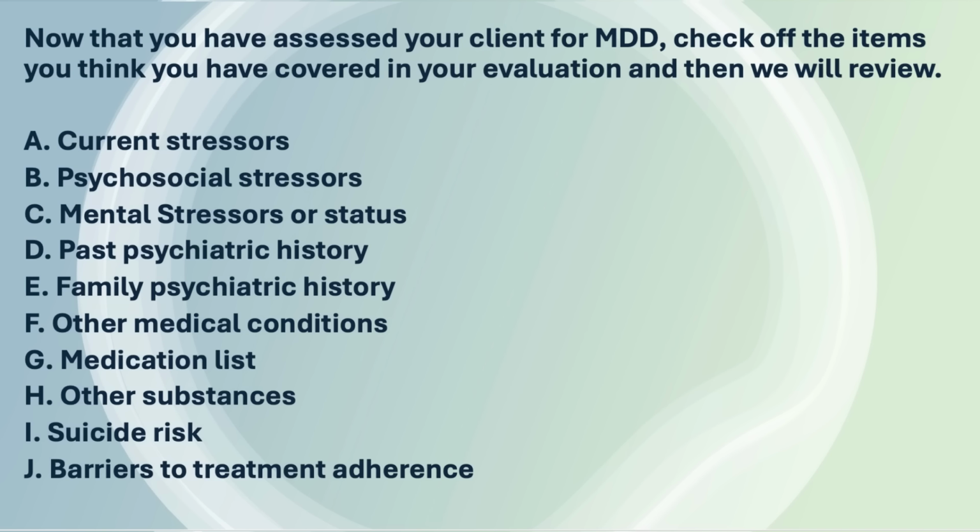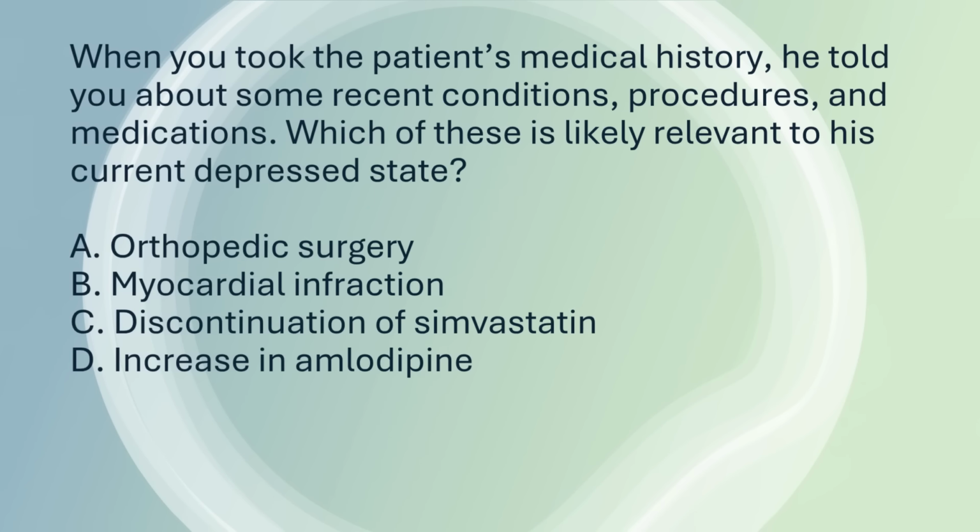So out of A through J, which one of these did you put down as either we assessed or that we are going to need to be assessed? When you took the patient's medical history, he told you about some recent conditions, procedures, and medications. Which of these is likely relevant to his current depressed state? A, orthopedic surgery, B, myocardial infarction, C, discontinuation of simvastatin, D, increase in amlodipine.